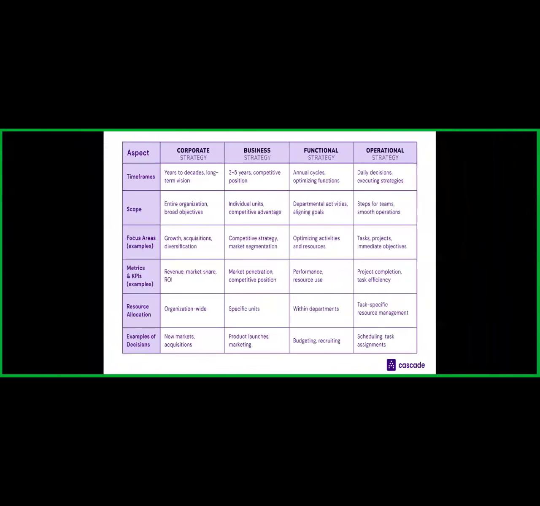Now here you can see the same concept, the four levels of strategy, but here which aspect is studied under which level of strategy is given in a proper format, which is easy for the student to learn. The aspects are given in the left hand column: time frames, then scope, focus area, metrics or KPI, resource allocation, and examples. We will start with the time frames.